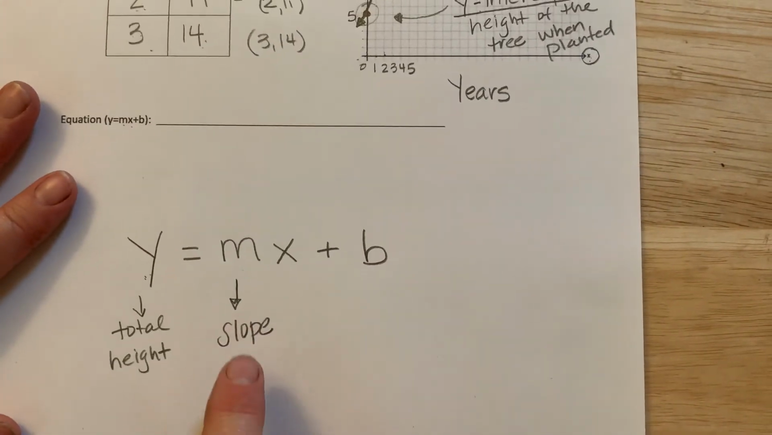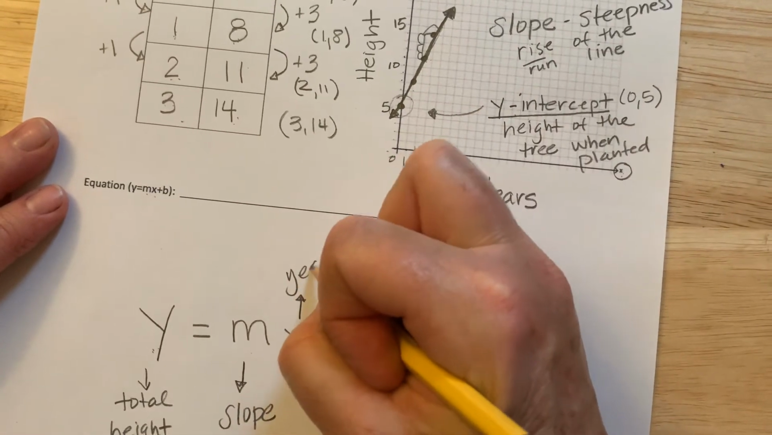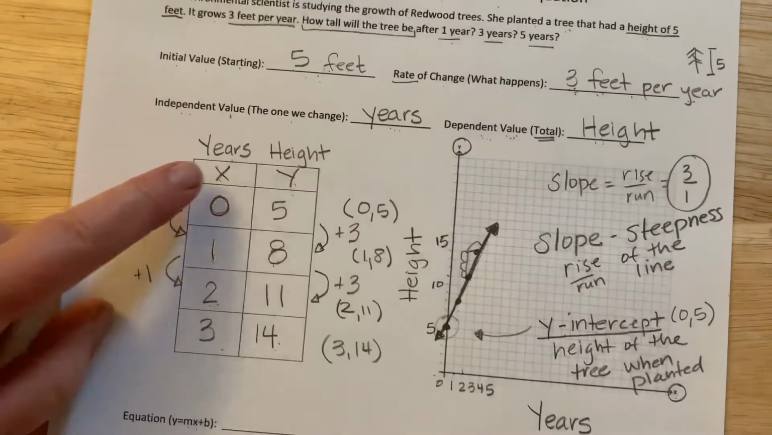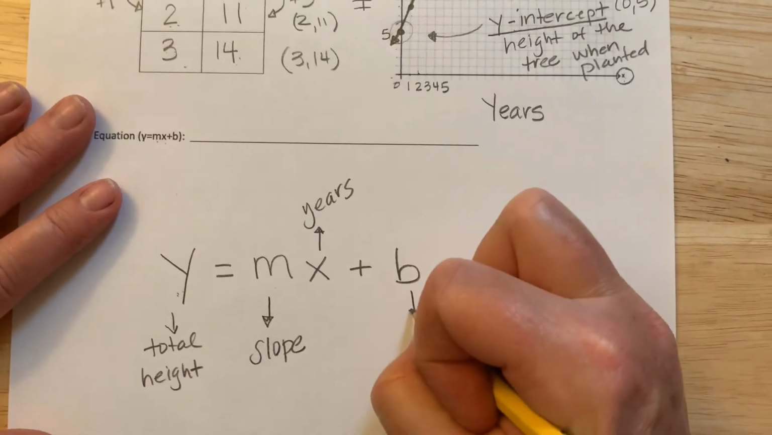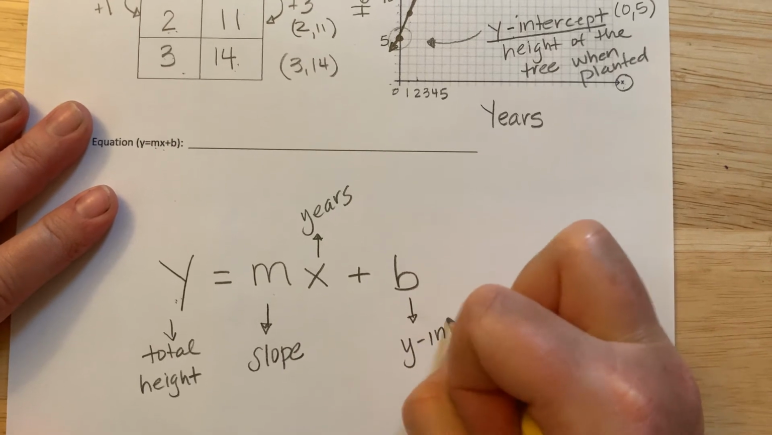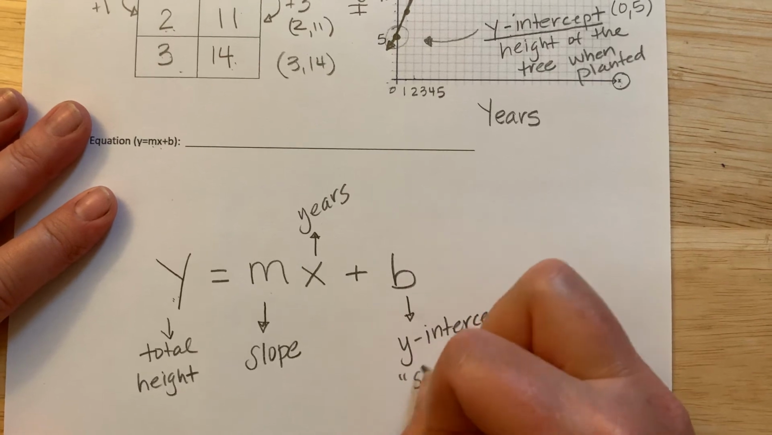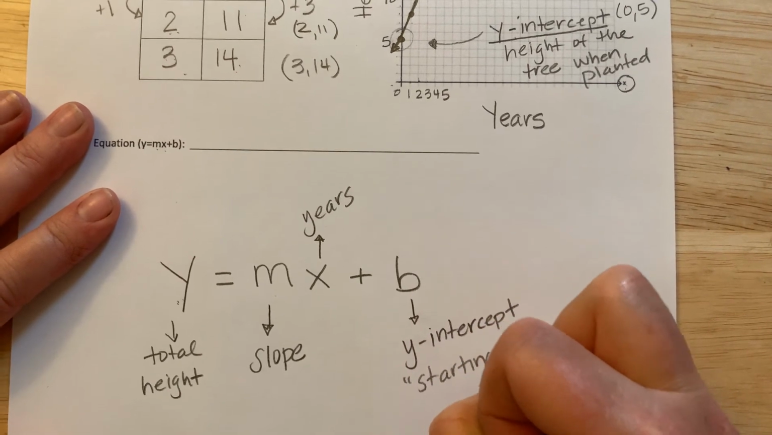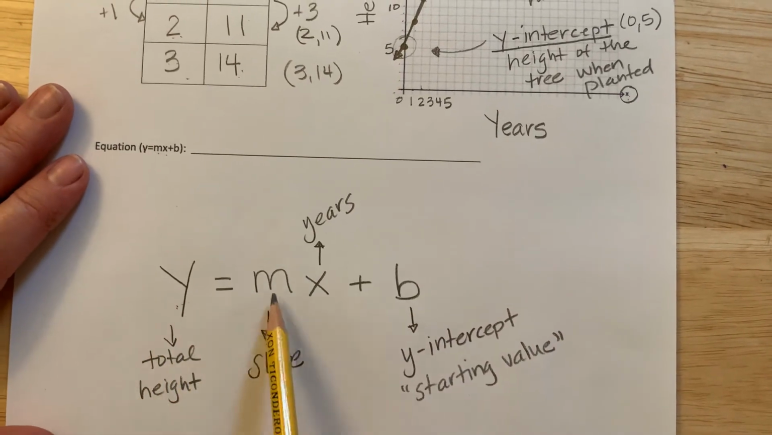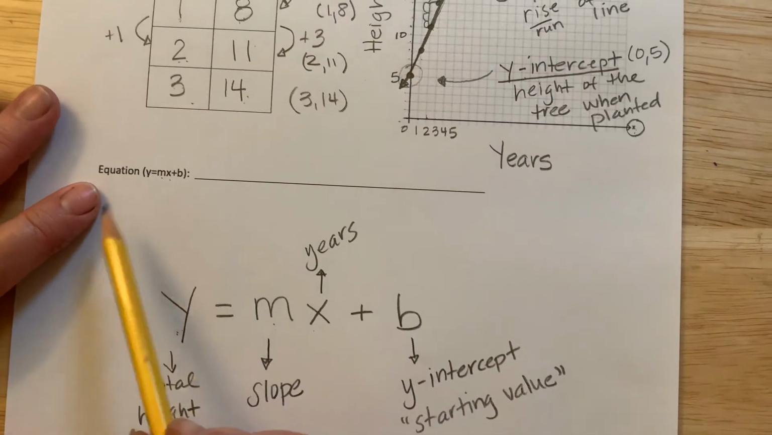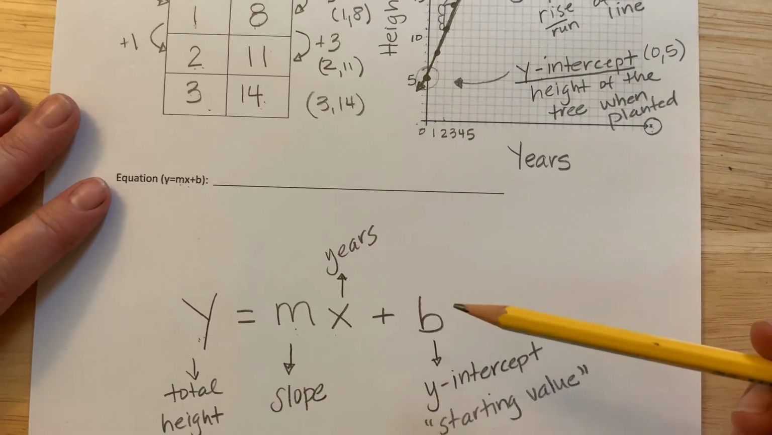Okay, m is slope. The x, remember, that was years. We named it years. Remember, x is our years. And b, this is the important one. This is our y-intercept. Okay, it is also our starting value. So if I know what all of the symbols mean, when it's time to write the equation, I can take the numbers that I know and substitute them in.